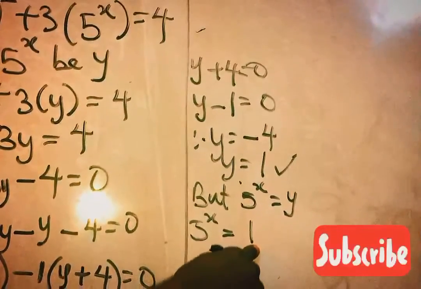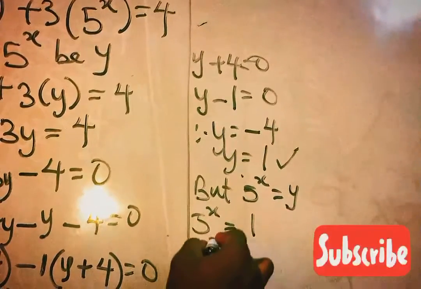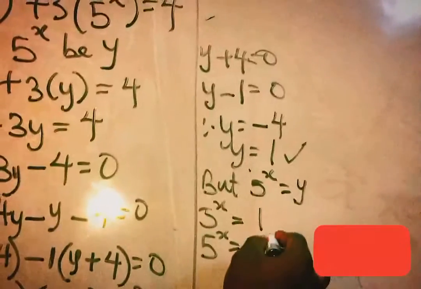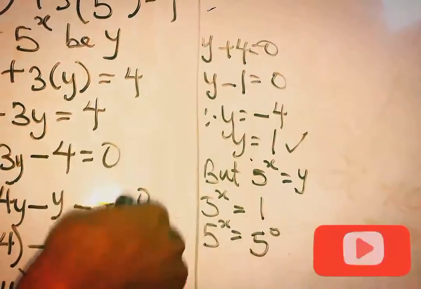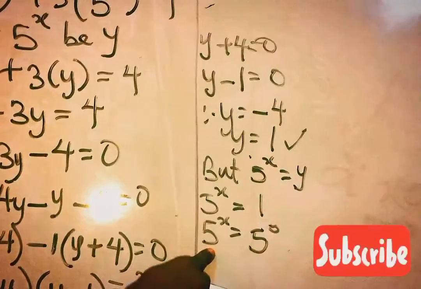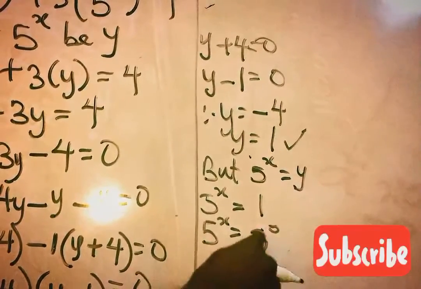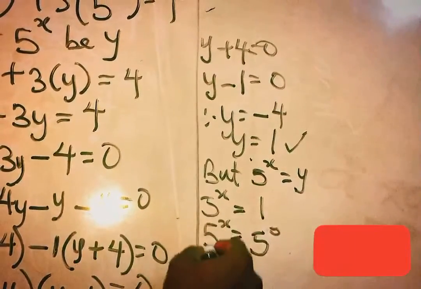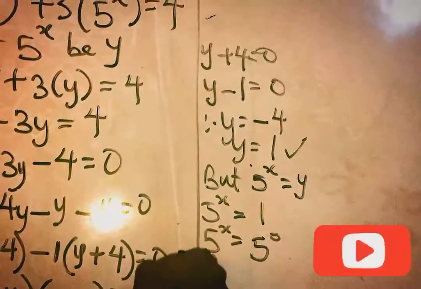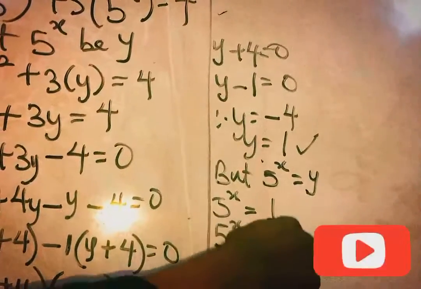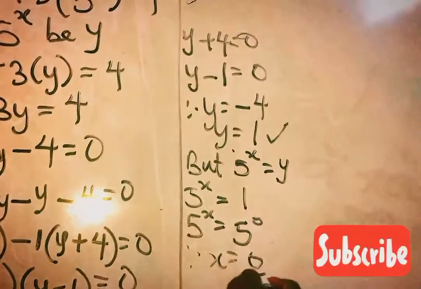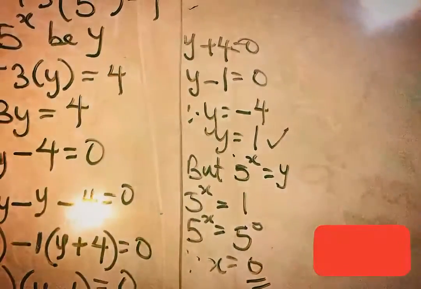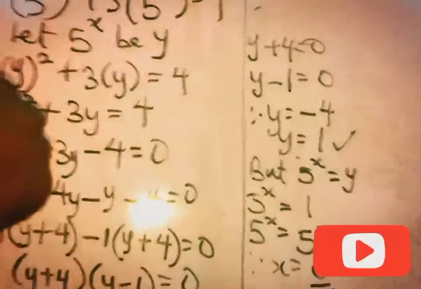This positive 1 can also be written as 5 raised to the power x is equal to 5 raised to the power 0. Remember, anything raised to the power of 0 is 1. So I have to use 5 because our base here is 5. So 5 raised to the power 0 will still give us 1. Equating the powers, because our base is equal to the base here, I'm going to equate the powers. Therefore, my x is equal to 0. So the final answer to our question is x is 0.